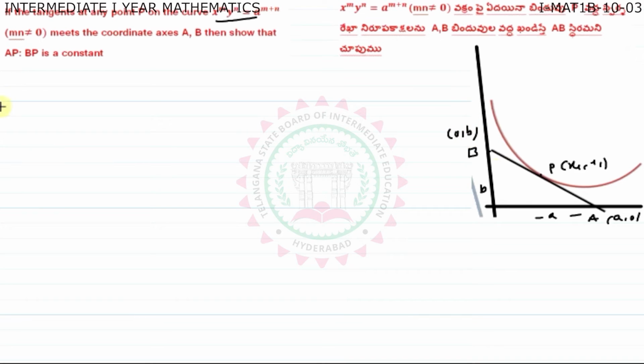Now show that AP is to BP is constant. AP is to BP, we have to prove this as constant. So further that A, P, B are collinear here.